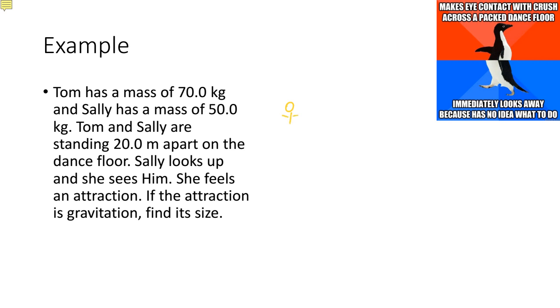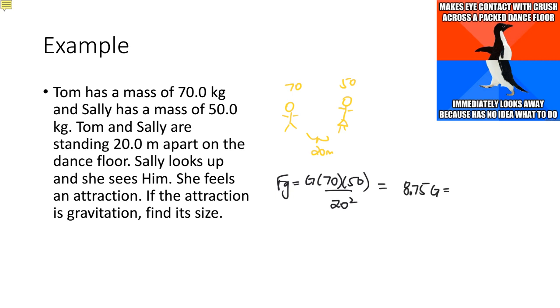Another example: Tom has a mass of 70 and Sally has a mass of 50, and they're standing 20 meters apart on the dance floor. Sally looks up and she sees him. She feels an attraction. If the attraction is gravity, find its size. I would fill those values into my gravity equation, and I got approximately 5.83 times 10 to the negative 10th newtons.